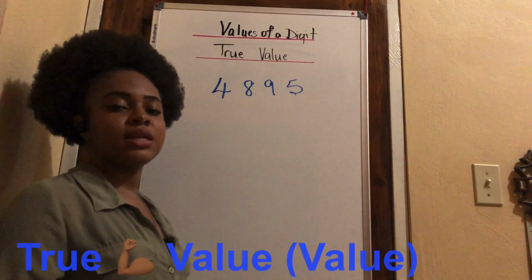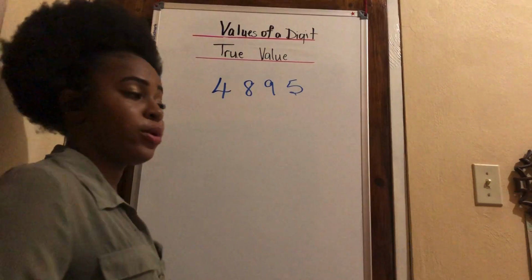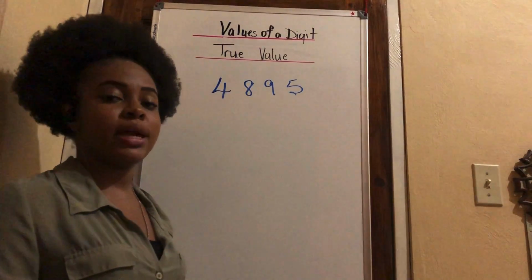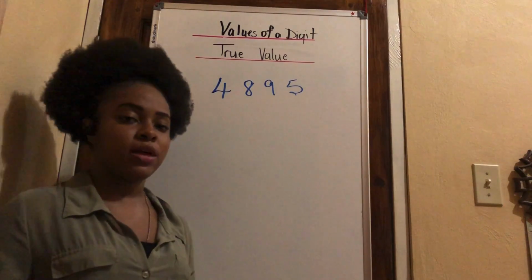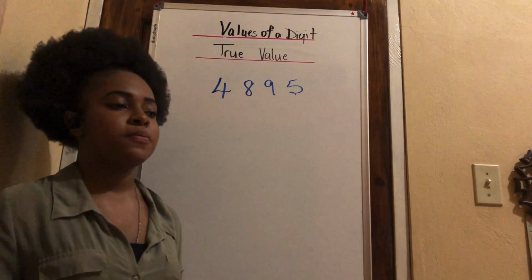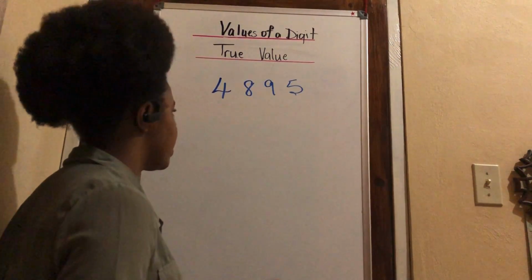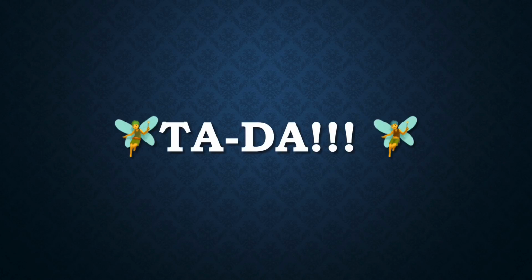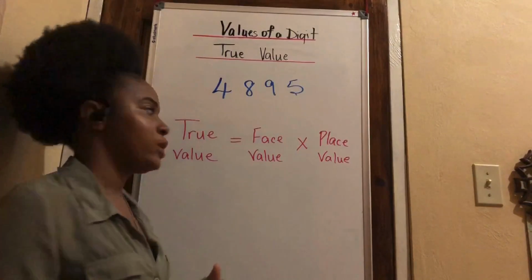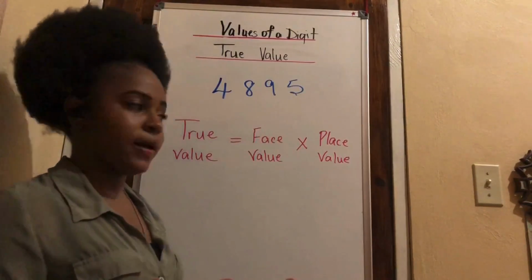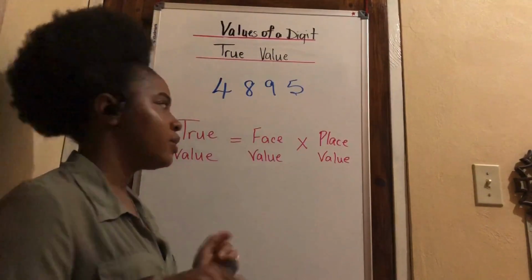The true value of a digit really speaks to how much a digit is worth or how much weight that digit carries. To find the true value of a digit, you use your place value and the face value of a digit. So it's basically a formula, and it goes a little like this. The true value is equal to the face value multiplied by the place value. So let's see how that really works.